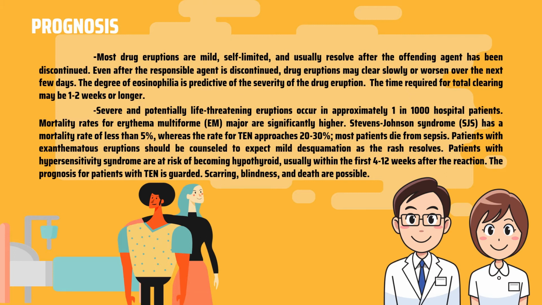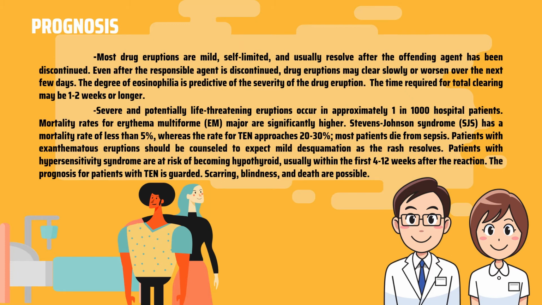Severe and potentially life-threatening eruptions occur in approximately 1 in 1,000 hospital patients. Mortality rates for erythema multiforme or EM major are significantly higher. Stevens-Johnson syndrome or SJS has a mortality rate of less than 5%, whereas the rate for TEN approaches 20 to 30%. Most patients die from sepsis.